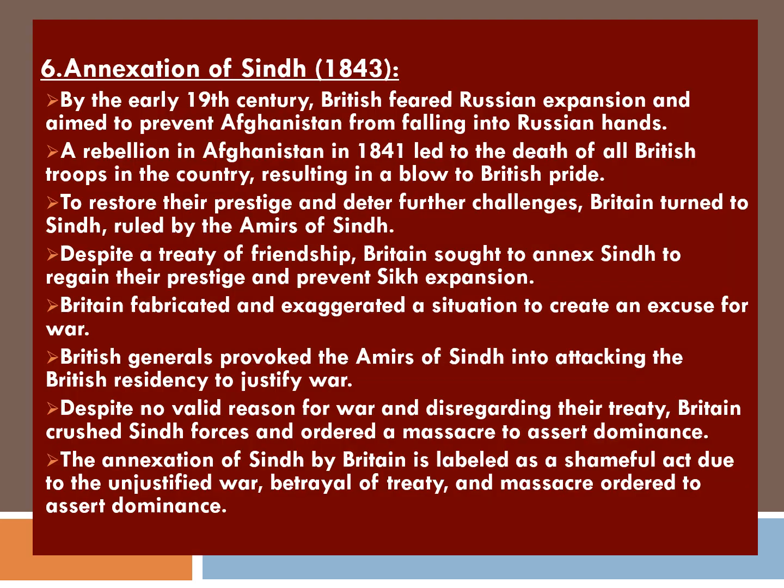Now, this sixth one is the annexation of Sindh. By the early 19th century, the British feared Russian expansion and aimed to prevent Afghanistan from falling into Russian hands. A rebellion in Afghanistan in 1841 led to the death of all British troops in the country, resulting in a blow to British pride. To restore their prestige and deter further challenges, the British turned to Sindh, ruled by the Amirs of Sindh. Despite a treaty of friendship, Britain sought to annex Sindh to regain their prestige and prevent Sikh expansion.